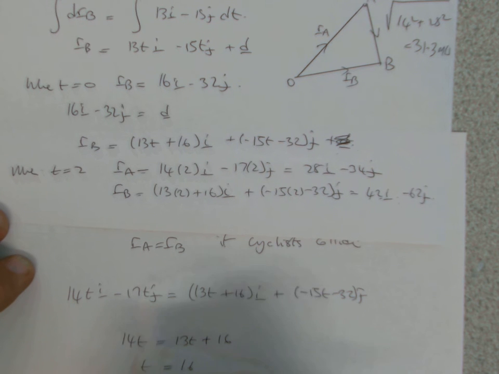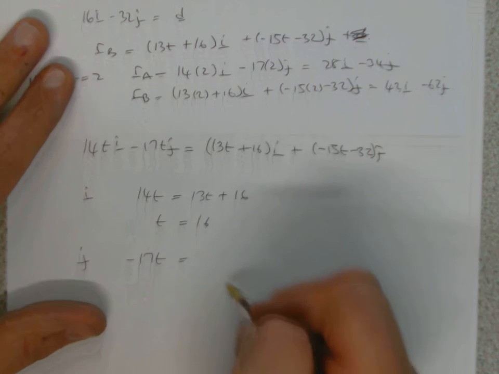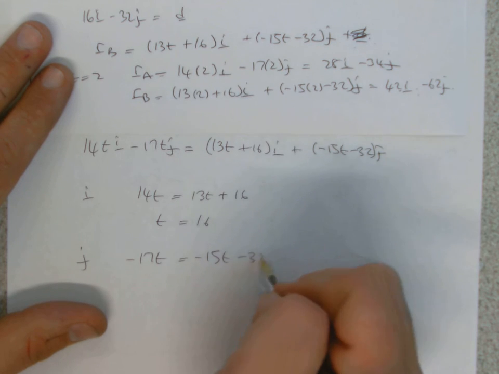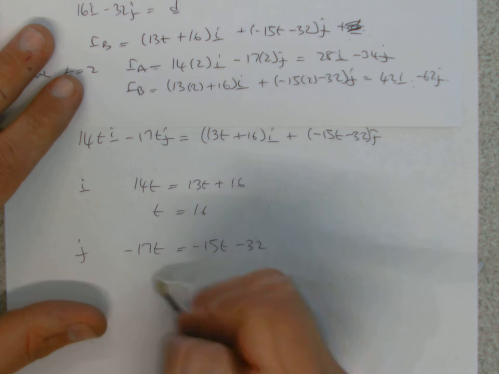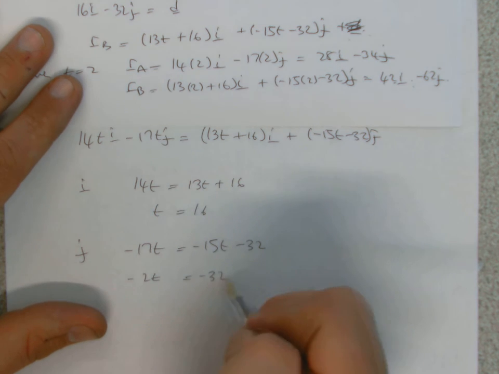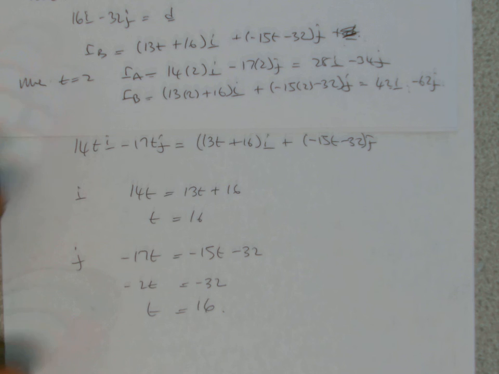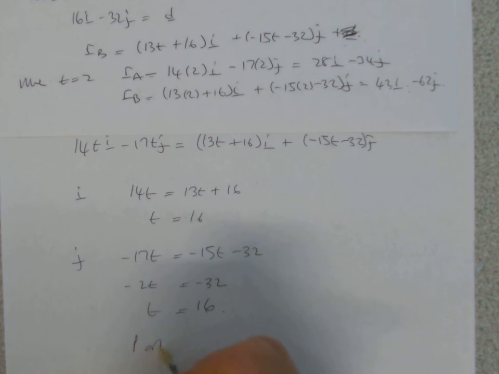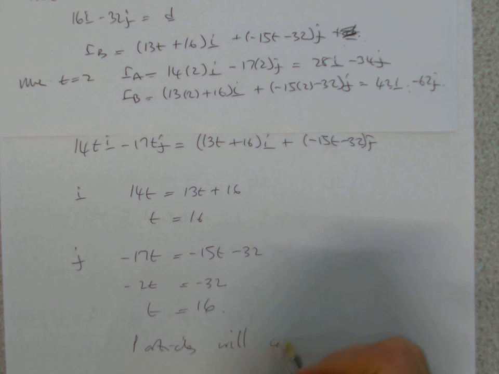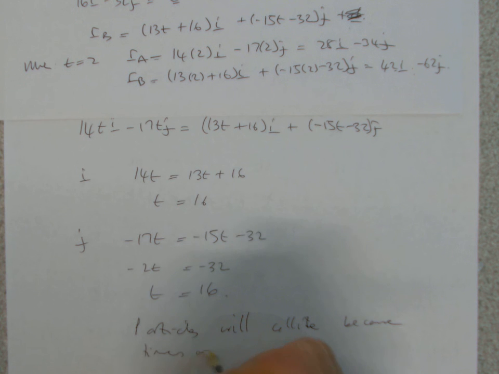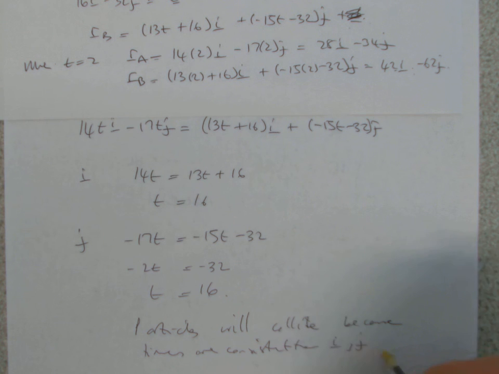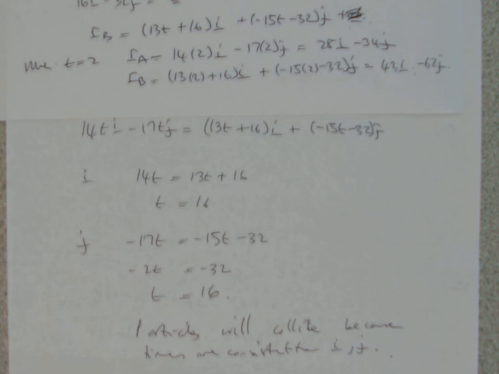And put the j's together. I'm equating the i's, and then we equate the j's. So minus 17t equals minus 15t minus 32. So minus 2t would equal minus 32. So we also get t is equal to 16. As the times are consistent for i and j, the particles will collide. So they're going to collide. Excellent.